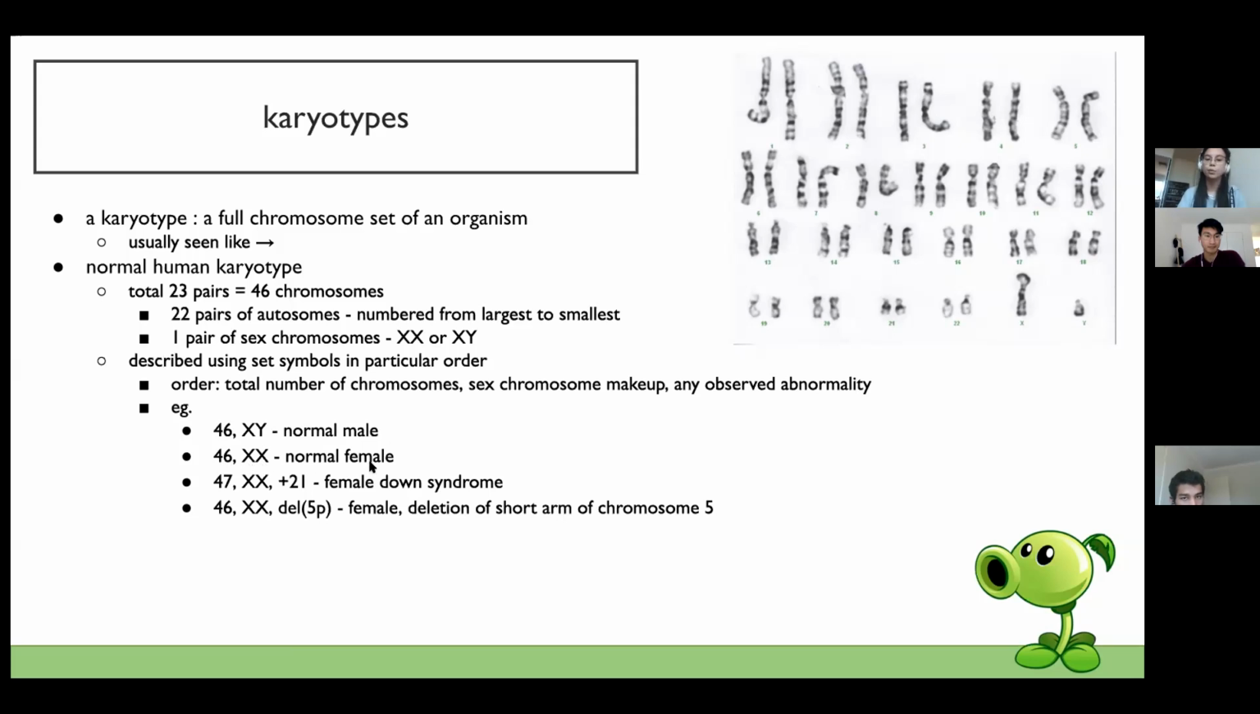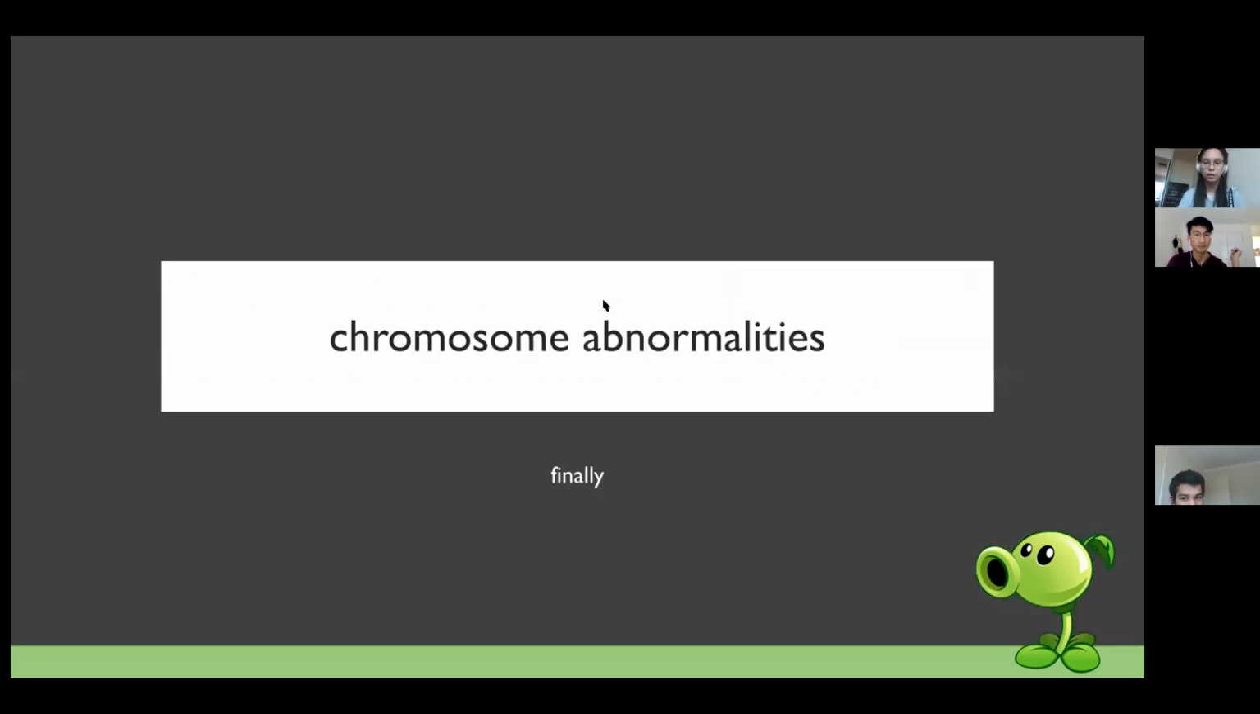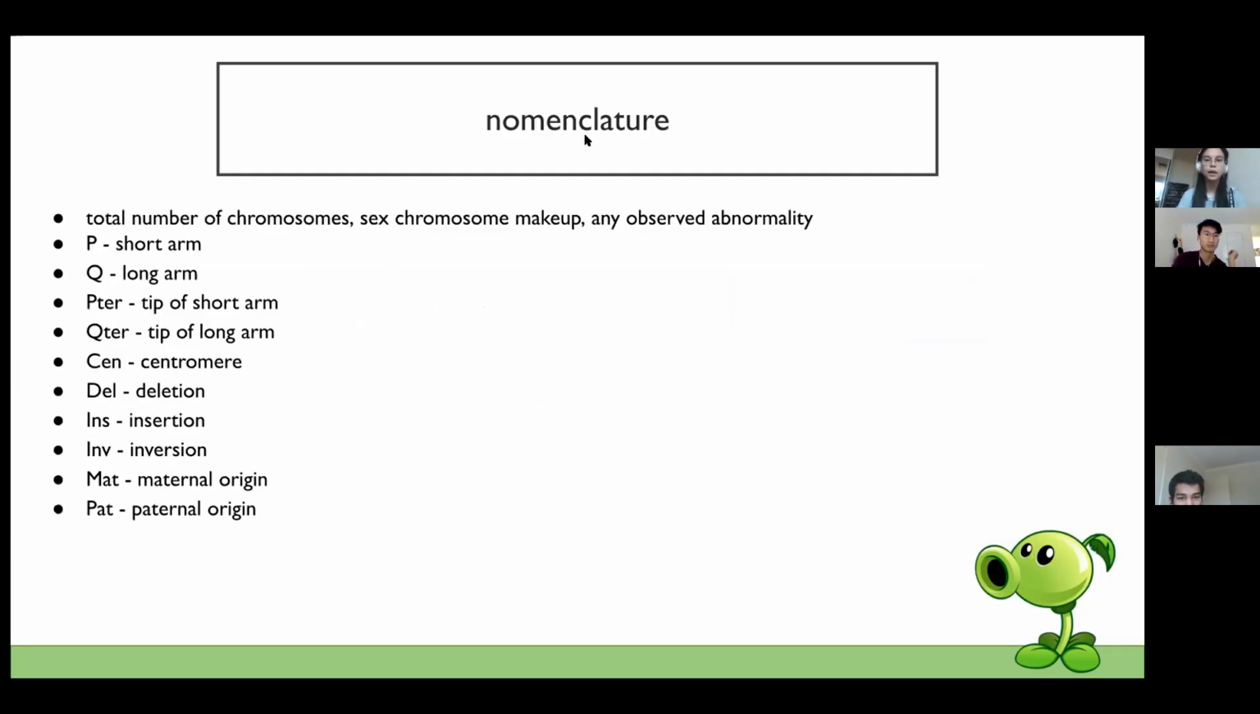46 XX is a normal female. 47, you can see there is an abnormality. There's an extra chromosome. XX means female. And here you see the observed abnormality is plus 21. So they have trisomy 21 or Down syndrome. So the nomenclature, the most important ones are P for short arm, Q for long arm, deletion, insertion, and inversion. Those are the most important ones that you want to keep in mind.